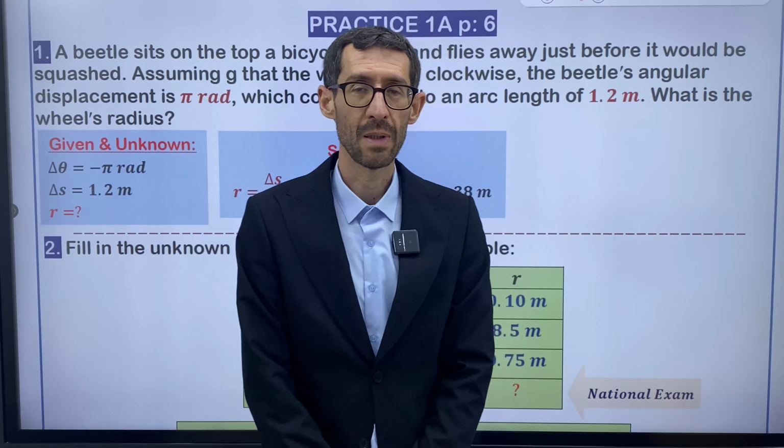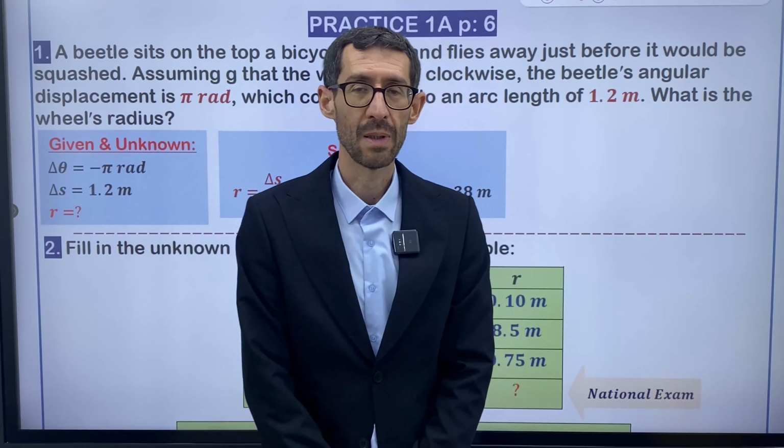The beetle's angular displacement is pi rad. That means delta theta is equal to negative pi rad, which corresponds to an arc length, delta s, and it's negative as well. What's the wheel's radius? It's very easy. It's just substitution. It doesn't need any conversion. All of the units are unified. We have rad and meters.